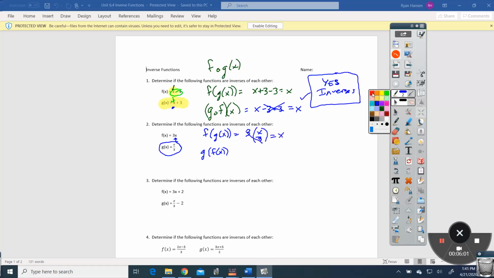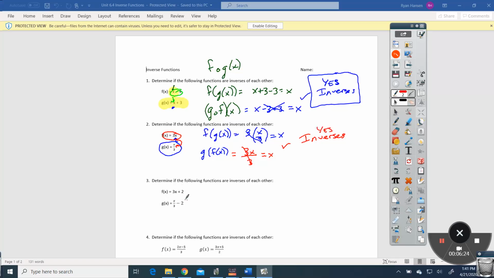Now g of f means we're going to take the f equation and put it in for the x in g. So where the x was on top, I replace that now with 3x. Well, 3 divided by 3 go away and leave me with x. So since they both equal x, these are inverses.